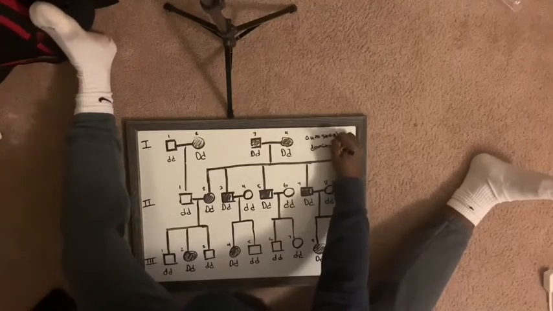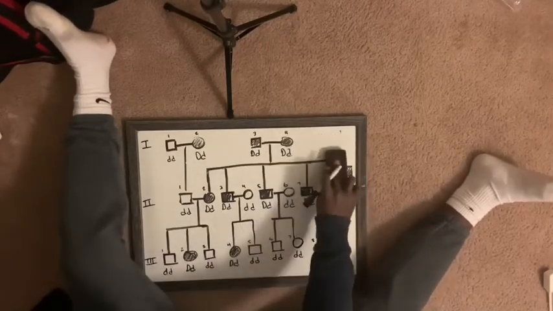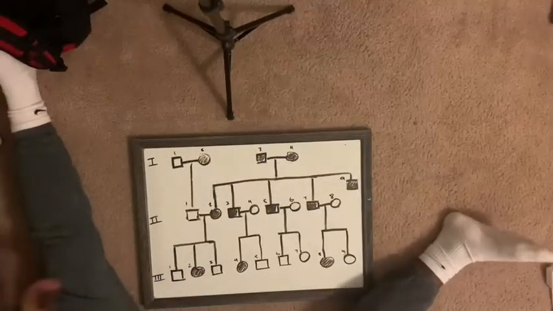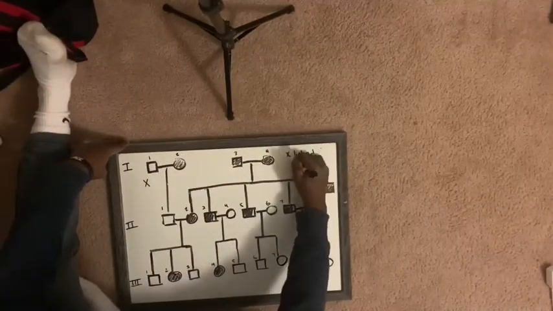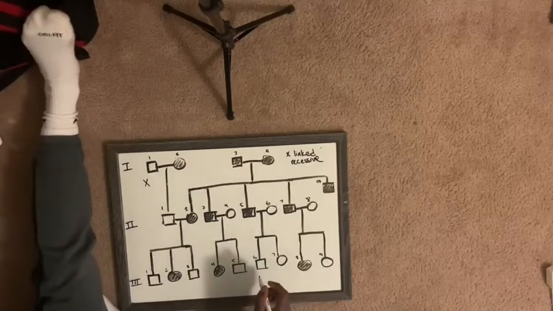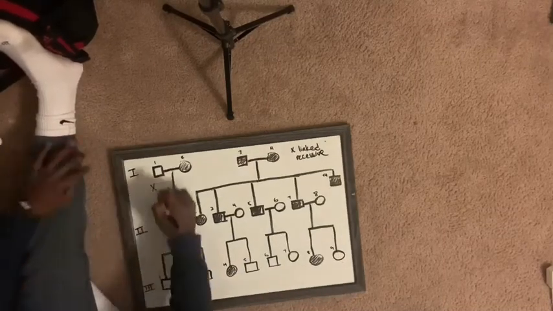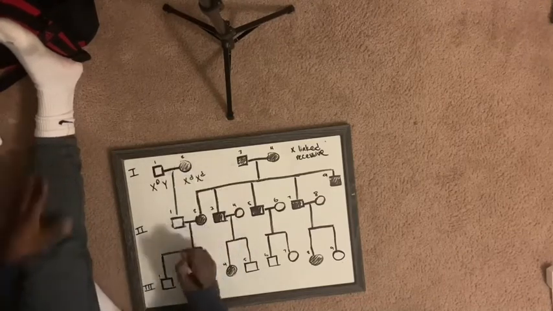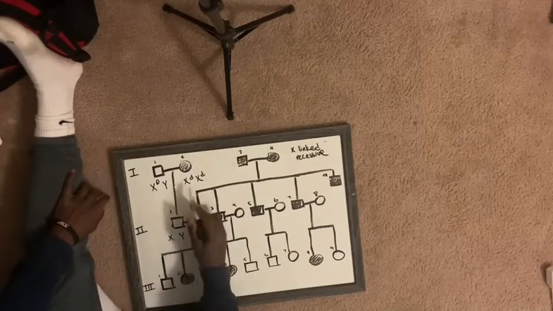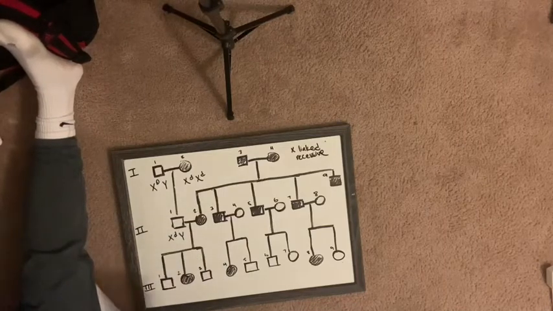After that, I checked to see if it could be X-linked recessive. This didn't work because of person 2-1. If the trait was X-linked recessive, he would have had the trait because the X chromosome is from his mother. But for that reason, it doesn't work.